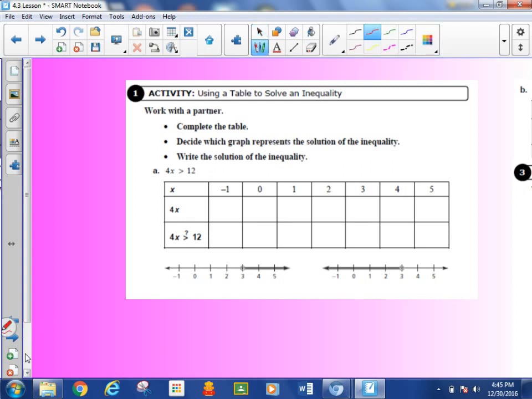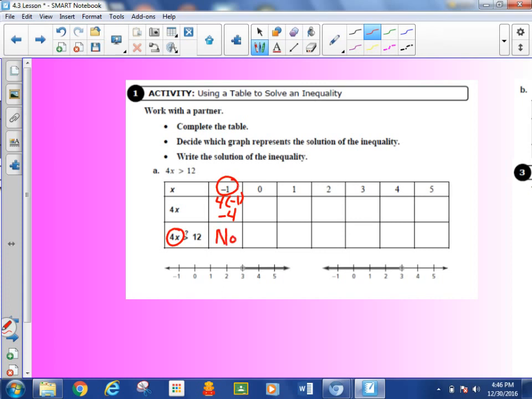As we go through to graph these, we're going to start with completing our table. They want us to substitute in -1 for where x is. So really we're doing 4 times -1, which gives me -4. Now, if I substitute in -4 for this portion right here, is -4 greater than 12? No. So in this situation, we're going to put a no in this box.